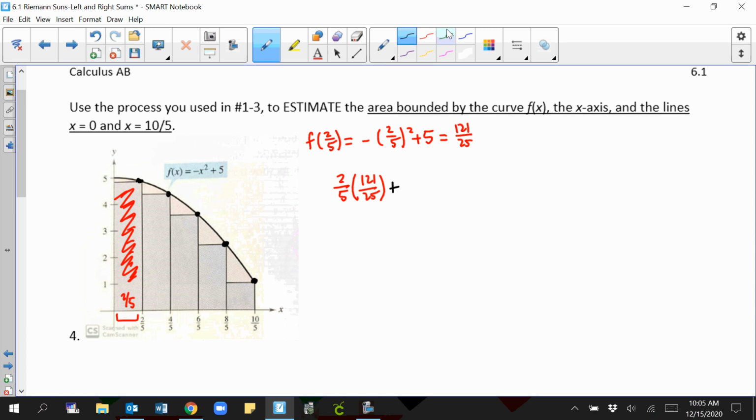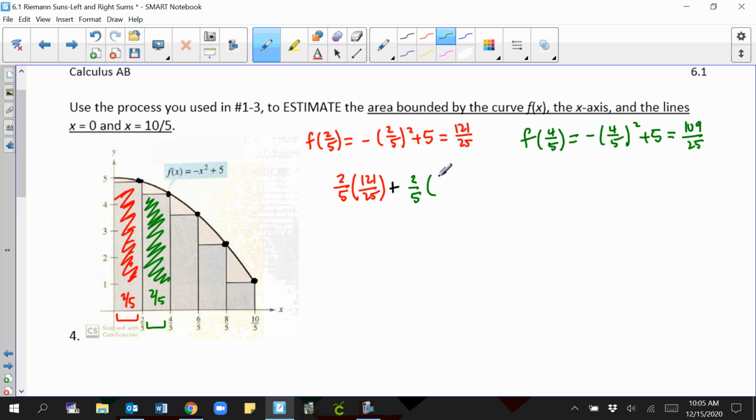Now let's find the area of our second rectangle. From 2/5 to 4/5, once again, the width is 2/5. To find my height, instead of f of 2/5, now I'm looking at this right endpoint, which is 4/5. So that's going to be negative (4/5) squared plus 5, which when you simplify that down in your calculator, gives you 109 over 25. So my next rectangle is going to be 2/5 for my width, and then the height is 109 over 25.